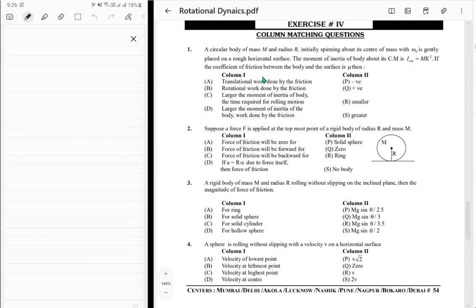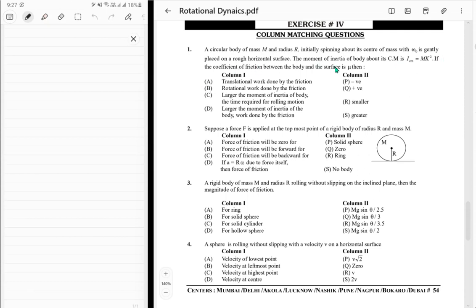If the coefficient of friction between the body and the surface is mu, then, oh yeah. Initially spinning about the center of mass, it is gently placed on the rough horizontal surface, so it has no translational motion. It's just rotating, right? So the contact point is sliding as seen by the ground. So there's friction, kinetic friction, in effect.